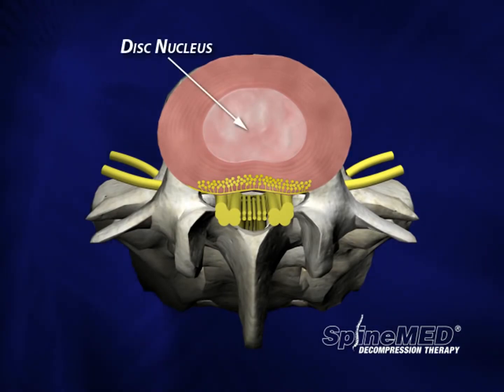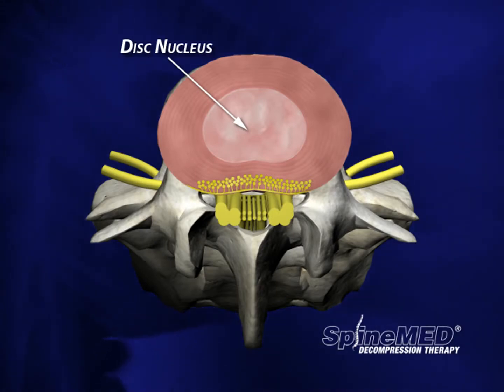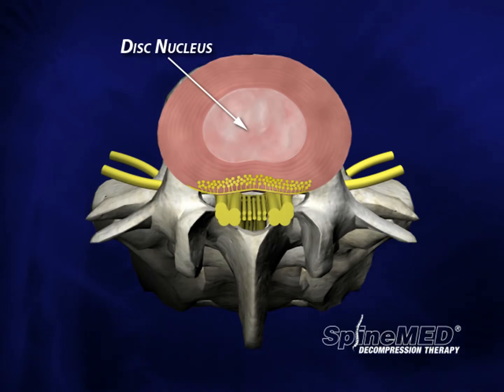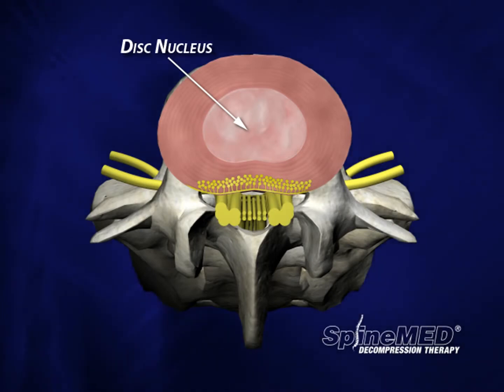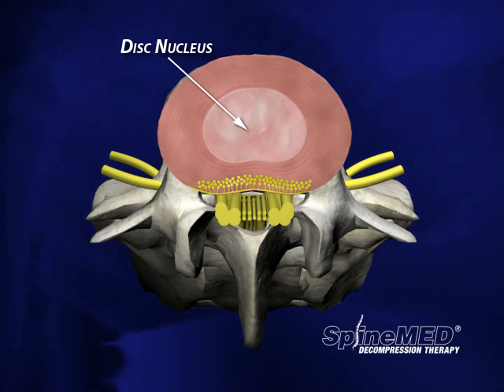The pink portion represents the nucleus. This is the gel-like center of the disc responsible for healthy disc height. Water is held within the nucleus by tiny sponge-like molecules called proteoglycan aggregates. These super sponges have an amazing ability to attract and hold over 500 times their own mass in water.